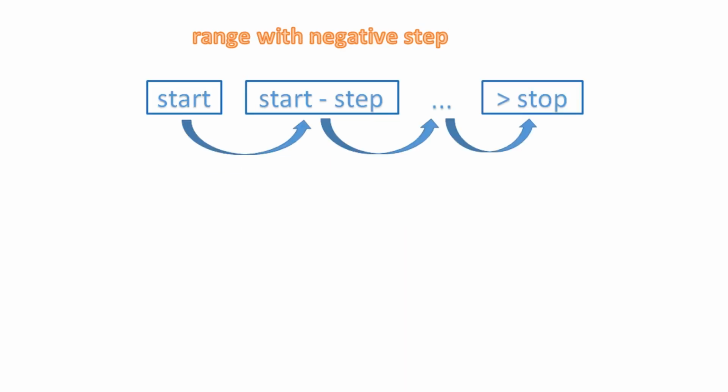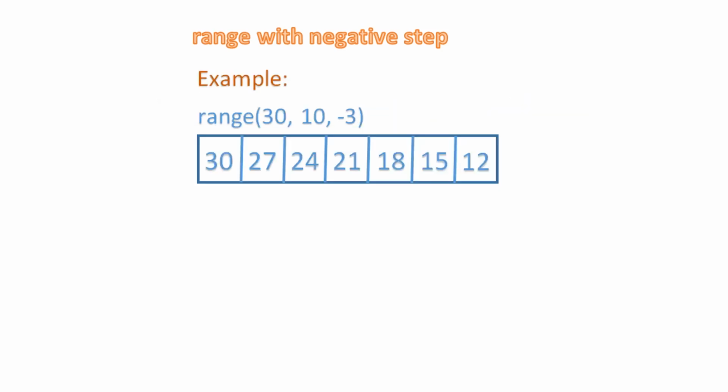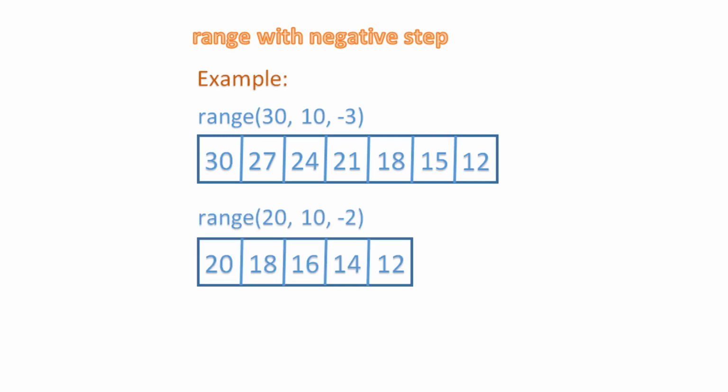Range with negative step. A negative step is used to decrement the series. So it is necessary to have higher value for start argument and lower value for stop argument. For example, range of 30, 10, minus 3 will return values 30, 27, 24, 21, 18, 15, 12. Range of 20, 10, minus 2 will return values 20, 18, 16, 14 and 12.